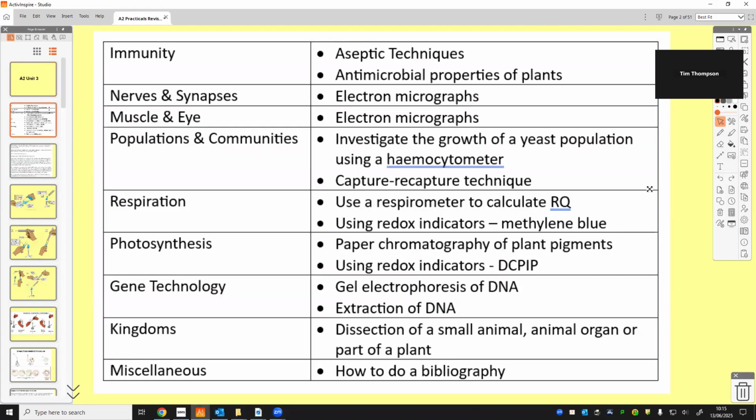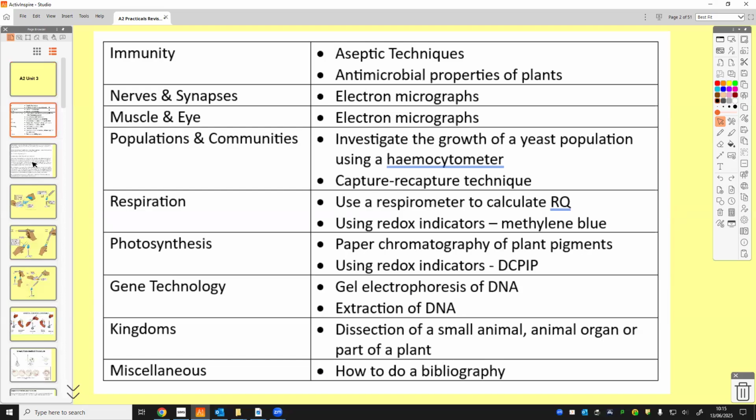Some of these are the prescribed practicals. Some are the practicals that can come up as part of the Unit 3 exam. Okay, so again, pause that. That's in the front of your revision book, but have a look and pause that if you need to see. But I'm going to go through each of these.